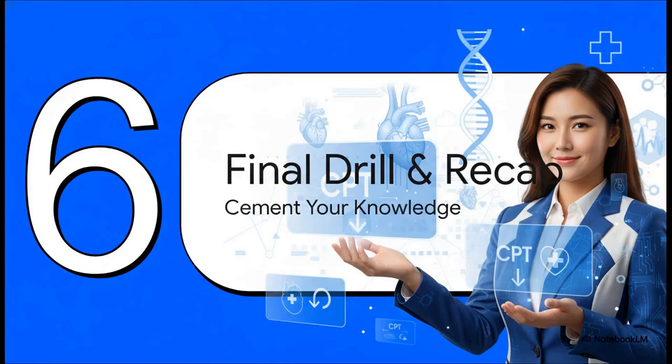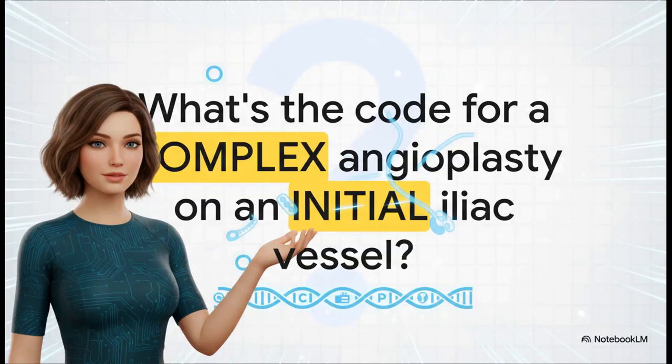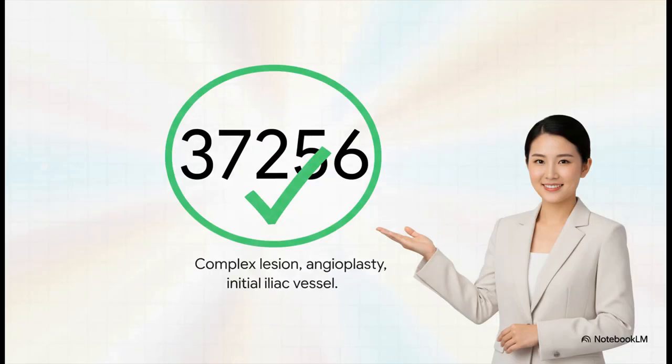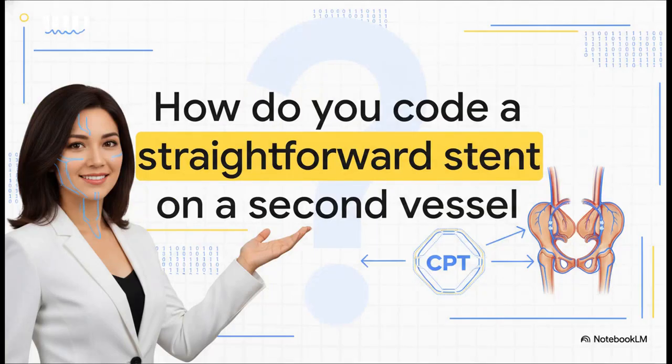Okay, let's make sure this all sunk in. It's time for a quick final drill to see how well you've grabbed onto this new logic. Ready? First question's up. A physician performs an angioplasty on a totally 100% occluded initial vessel in the iliac territory. What's the code? And the answer is 37256. Boom! That's complex lesion, angioplasty, initial vessel. You got it.